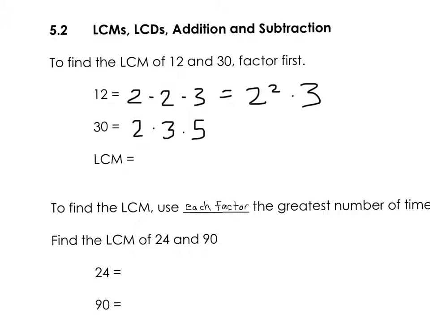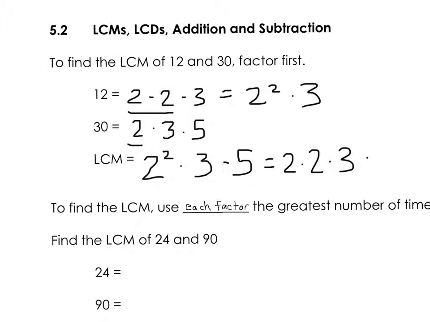So our least common multiple, we're going to choose each factor that is present in the prime factorization. And we're going to use it the greatest number of times that it appears. There are 2 2's here, there's only 1 here. We need 2 of them, as many as the most. We have a 3 and we have a 5. Now, I'm going to write this out as 2 times 2 times 3 times 5.